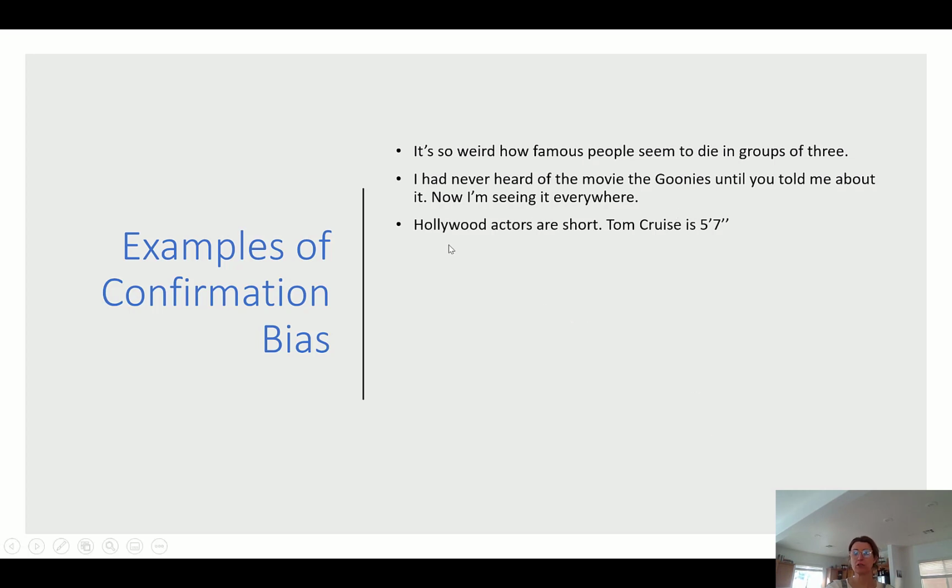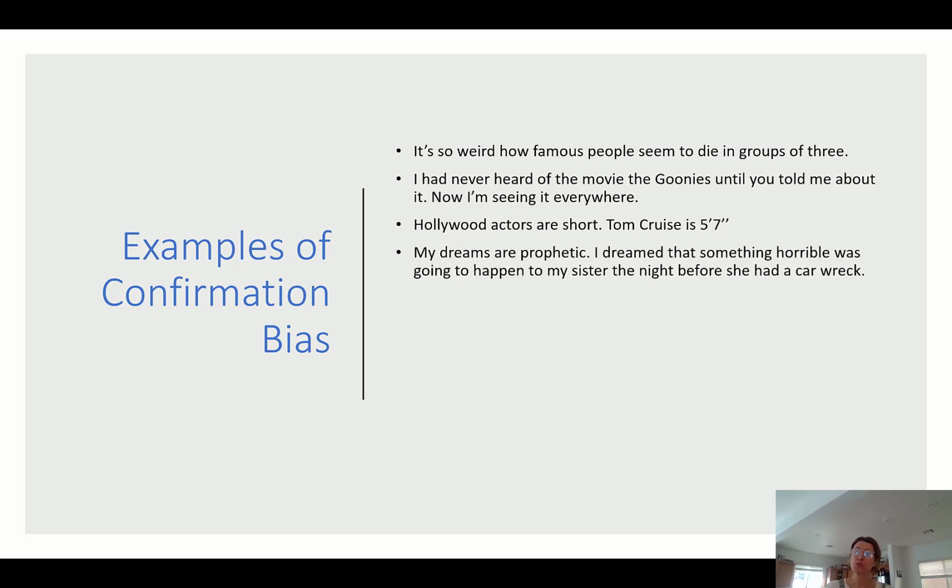So in this one, you say, oh, Hollywood actors are short. And then everyone sitting around the table thinks of examples that support this belief. They don't think of the counterexamples like Vin Diesel and Tim Robbins and I don't know who else is talking.